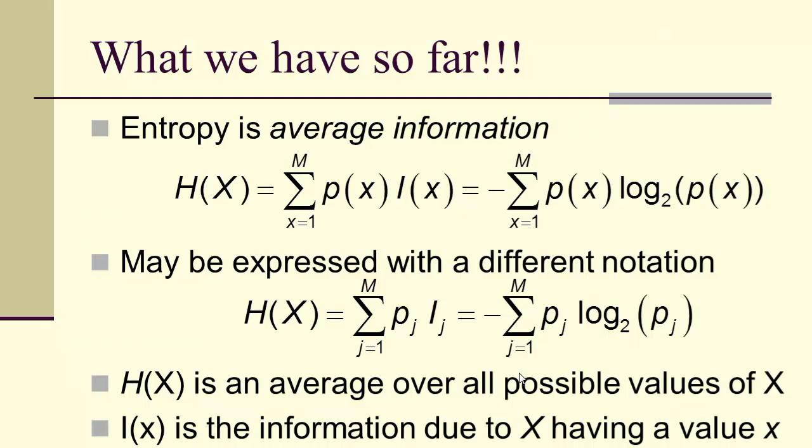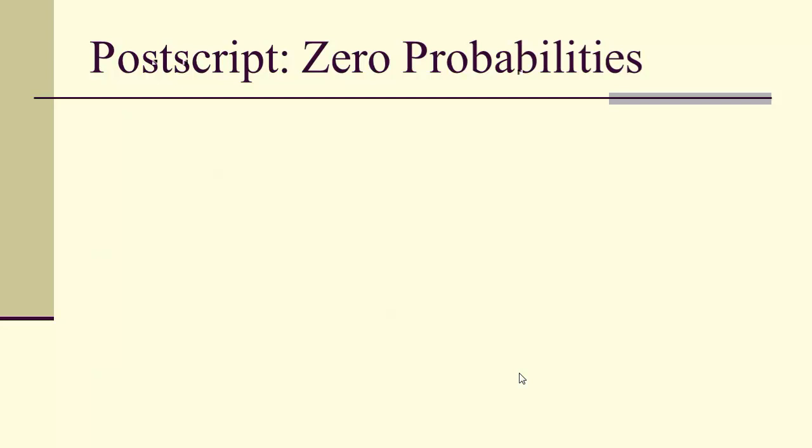So what do we have so far? Well, that example showed us that entropy is average information, and it can be expressed in many different ways. H of X is the average over all possible values of x, and I of x is the information due to x having a value specifically of some index x. So H of X, as you can see, is a summation over all x's in all 4 of those representations, whereas the self-information is restricted only to a specific value of x.